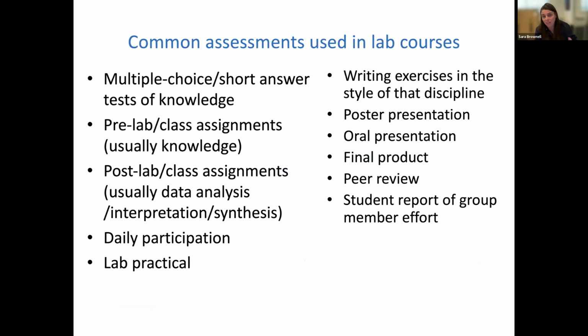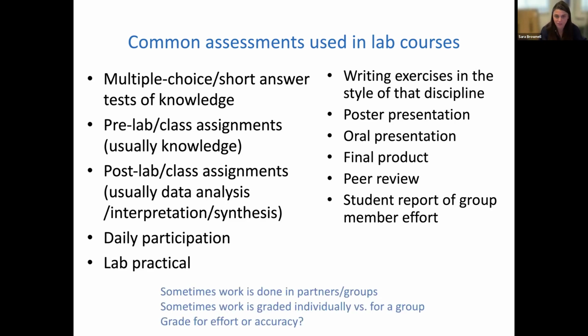So now if we're thinking about common assessments that you might use in lab courses, it might be quizzes, multiple choice questions, pre-lab assignments, post-lab. You might look at daily participation. There might be some kind of lab practical. There might be writing exercises, a final poster presentation or oral presentation, actually producing some kind of product. Like sometimes in chemistry courses, you actually have to produce the compound. You might do peer review of each other's work, so students evaluate each other, or maybe students actually say, hey, this group member didn't do anything, they were lazy, this group member did all of the work, right? And then people get credit based on that.